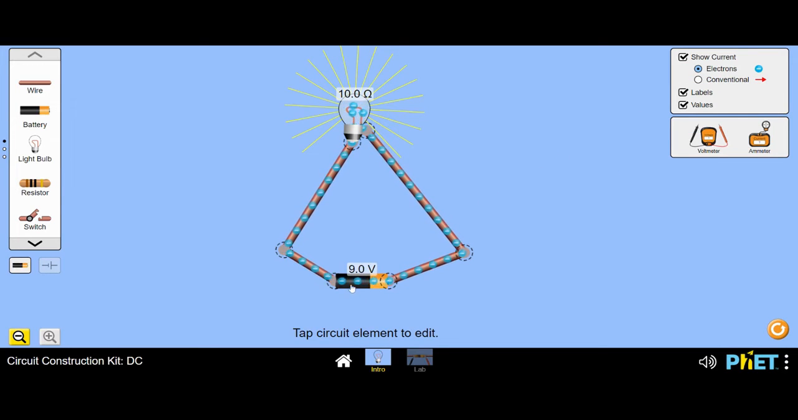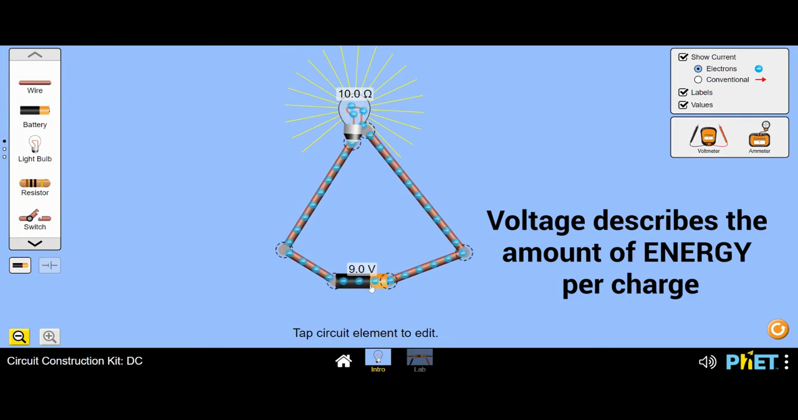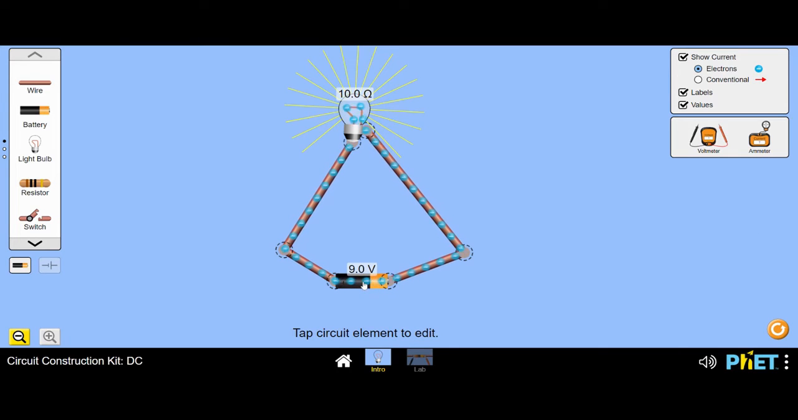Down here by your battery, you've got this 9.0 V. What does that mean? That means 9 volts. Volts is a unit of measurement. It describes how much energy there is in this battery. So this battery has 9 volts. You can actually select the battery and there's a slider that allows you to change the amount of voltage in your battery. Okay, so that's kind of a future option for you.